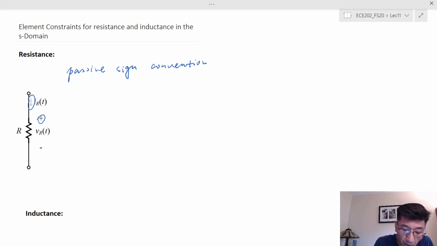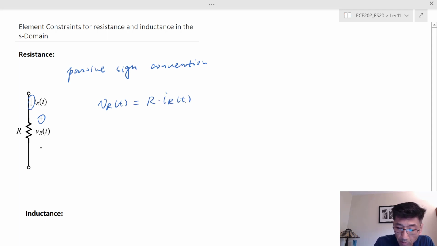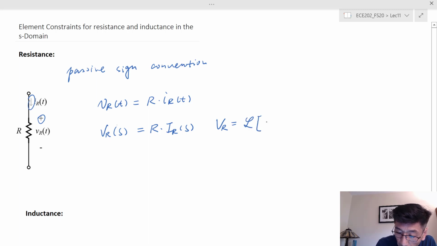Then Ohm's law will be the equation you can write. That's going to be v sub R of t equals R times i sub R of t. So this is in time. If you transform into the Laplace domain, and you take the Laplace transform on both sides of the equation, based on the linearity property we would have V sub R of s equal to R times I sub R of s. Very straightforward. Of course, here V sub R is just the Laplace transform of lowercase v sub R of t, and we use a similar convention for all the other variables as well. So I sub R of s is equal to the Laplace transform of i sub R of t.